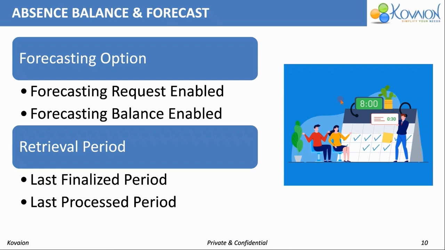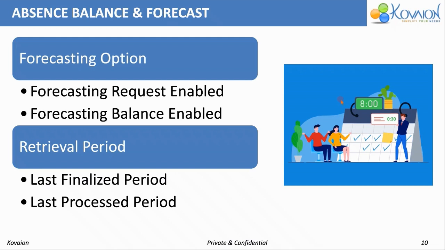Forecast balance enabled: select the forecast balance enabled checkbox to enable the self-service users to run the online balance inquiry process. This ensures a view forecast balance link appears on the request absence pages and view absence pages. Retrieval period. The retrieval period will be the data processing calendar period. The retrieval period provides two features: last finalized period and last processed period.